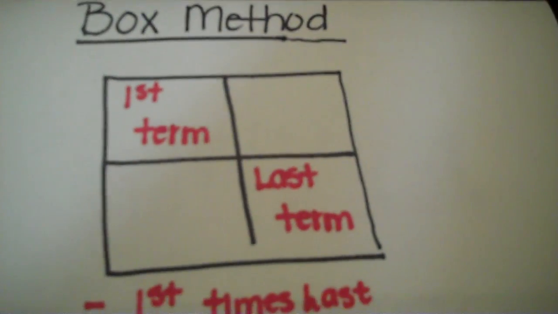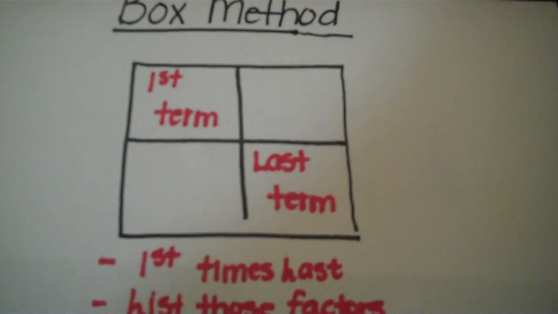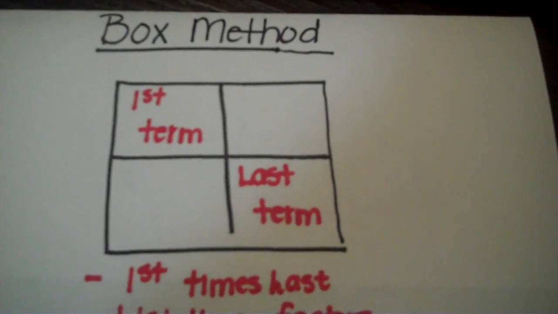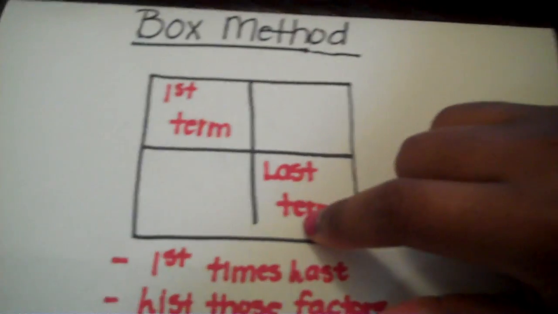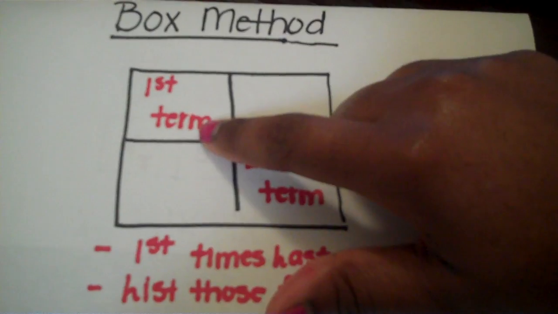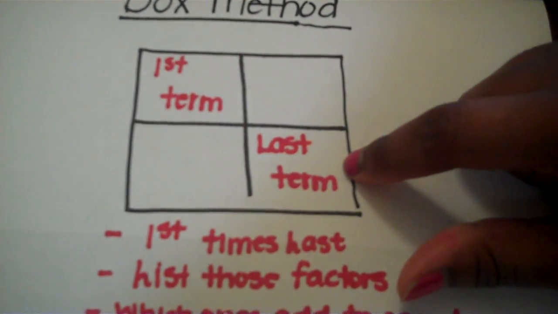Alright, Miss Barnes is back again with factoring using the box method. Here's what your box should look like. You should write your first term of your trinomial and your last term. Your first term goes in this box. Your last term goes in this box.